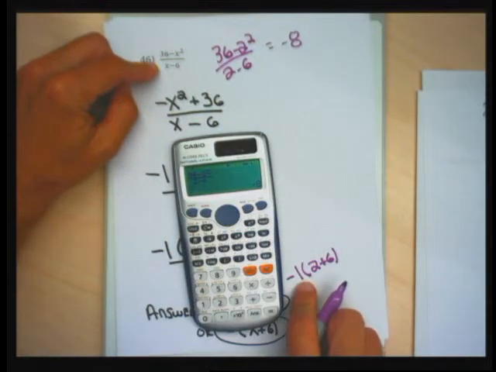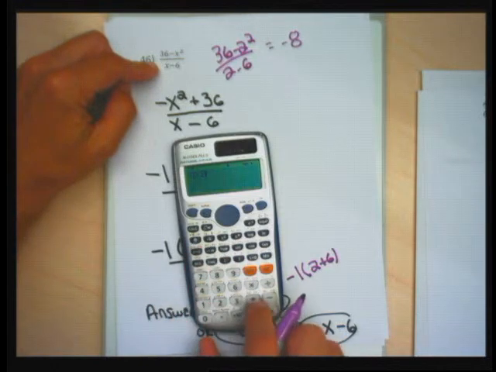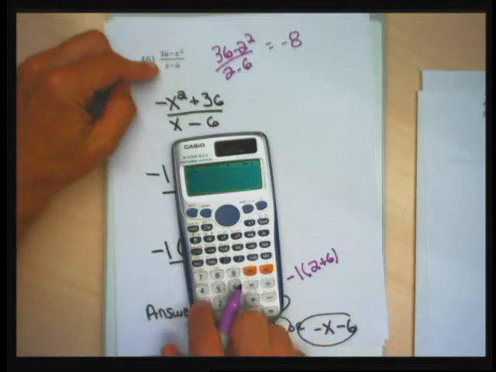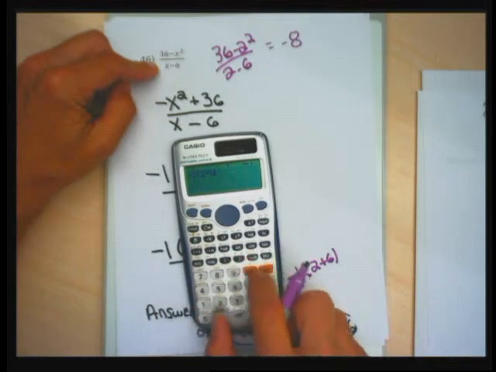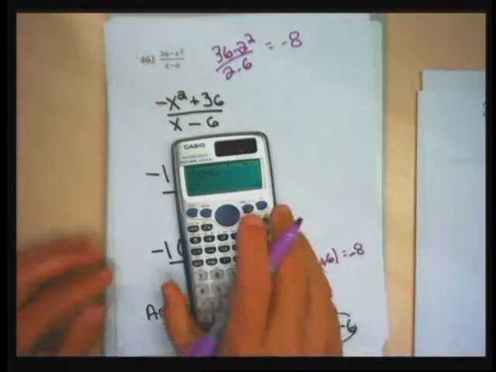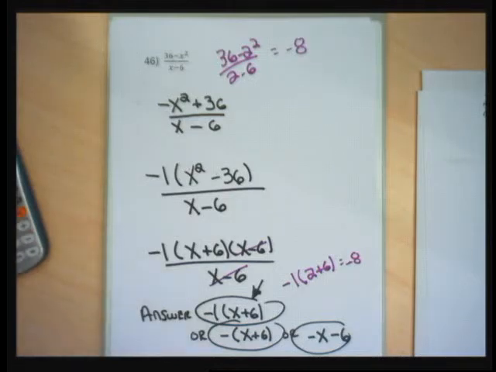Now to my answer, I'm going to go negative 1 parentheses 2 plus 6. I also get negative 8. Because I get the same number when I plug in 2 to my answer as the original problem, I believe my answer is correct. So that's everything that I wanted to do for section 2.1.